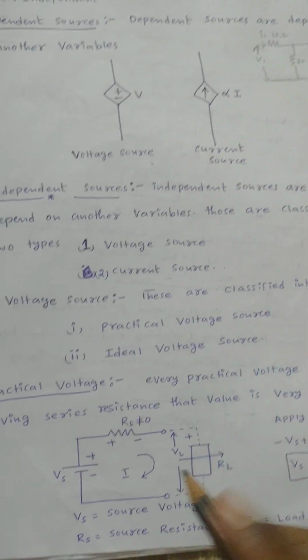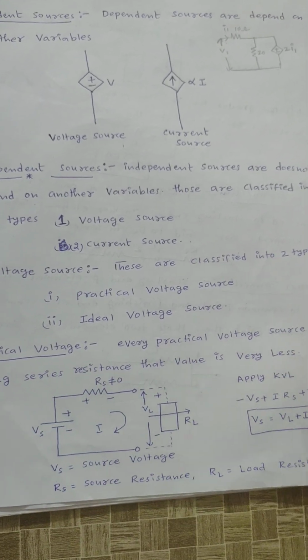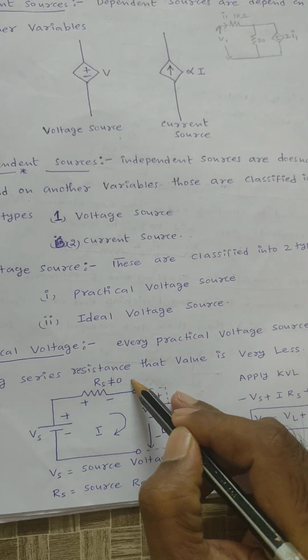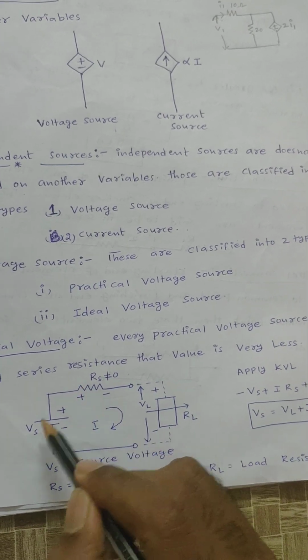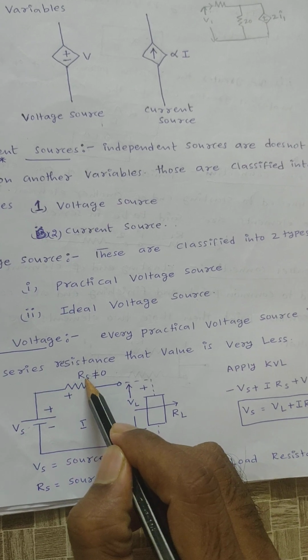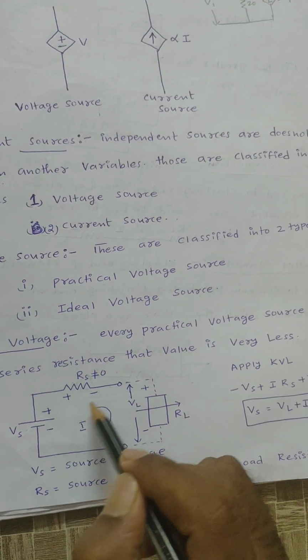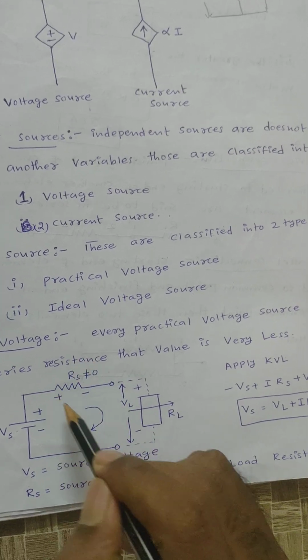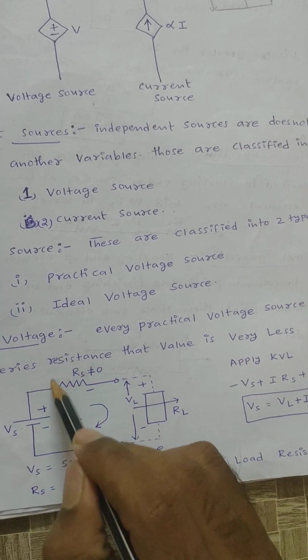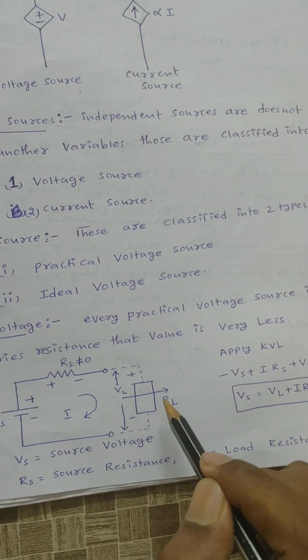First we will discuss the practical voltage source. Every practical voltage source has a series resistance. This is the practical voltage source. Every practical voltage source has a series internal resistance, and this value will be very small. Because of the presence of this resistance there is some voltage drop across it, then Vs and VL are not equal.